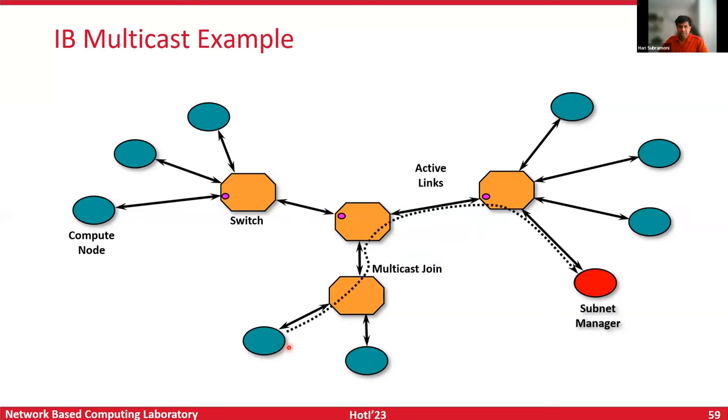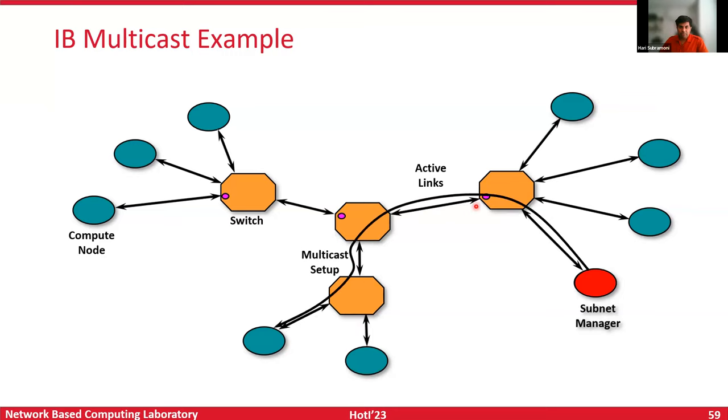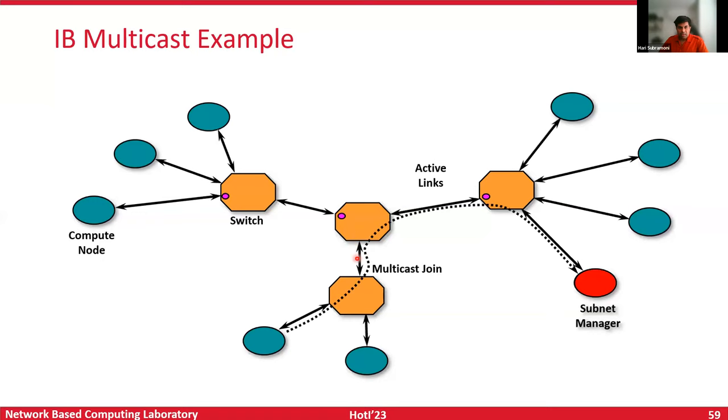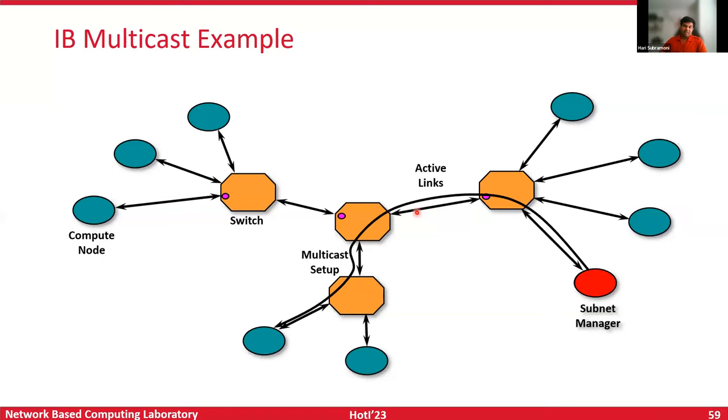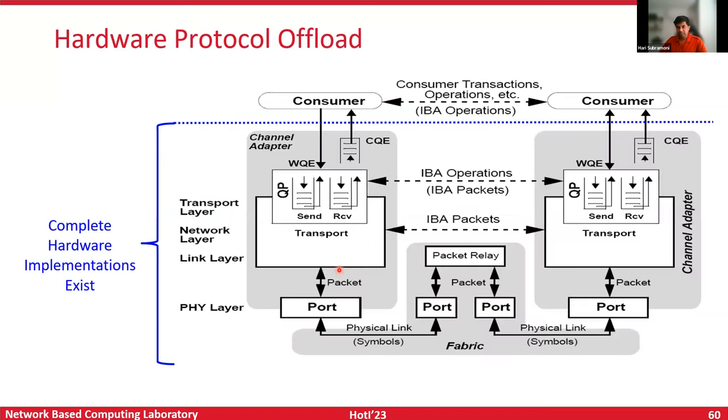Now, let's say later in point in time, if a different compute node wants to join the same multicast group, it would send a message to the subnet manager. The subnet manager will make appropriate changes to the network. And as you see, now, if a multicast message comes to this particular switch with this particular group ID, it is going to get replicated through these two ports, okay? So at a high level, this is how basic switching and routing and multicast mechanisms work in InfiniBand.